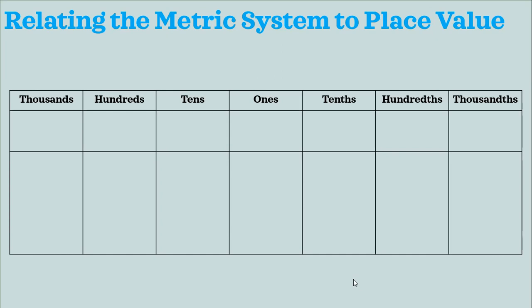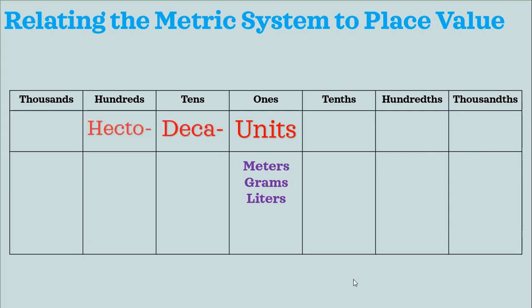In the center of the metric system we focus on 3 units in the metric system: meters, grams, and liters. Meters is used to measure distance. Grams is used to measure weight. Liters is used to measure liquid capacity. So if we're going bigger than units, we have deca, hecto, and kilo. These are our prefixes. We put them in front of the unit that we're using. So we may have kilometers, kilograms, or kiloliters.